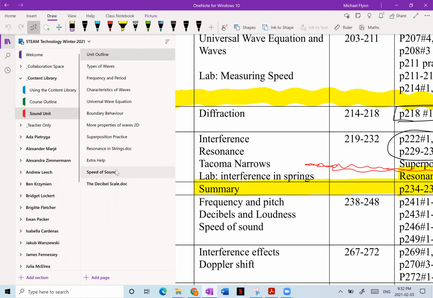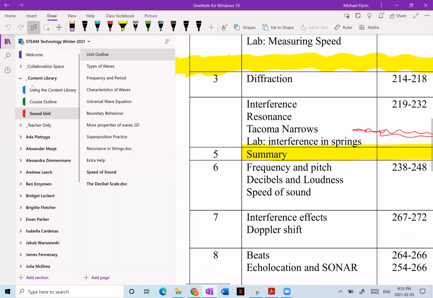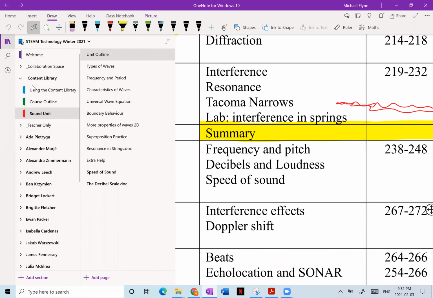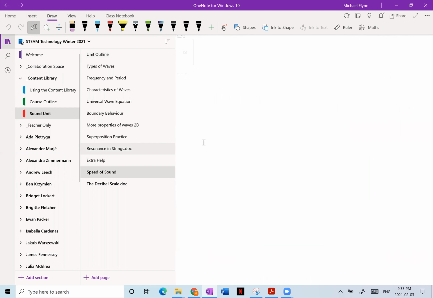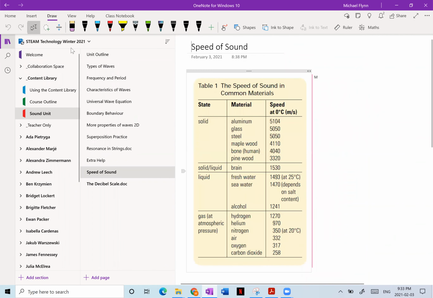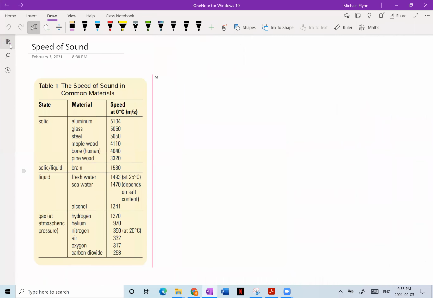All right, we're going to do one lesson today, just one, and it's lesson number 6, where it says frequency and pitch, decibels and loudness, and speed of sound. We already talked about frequency and pitch, but maybe we'll get to it in just a moment. It says speed of sound here, so let me zoom in on this in the notes. Speed of sound is a really quick thing, so let's do that first.